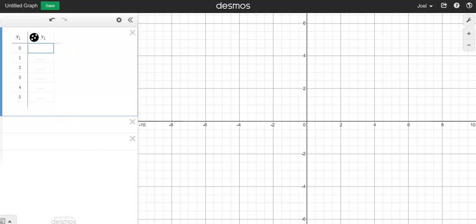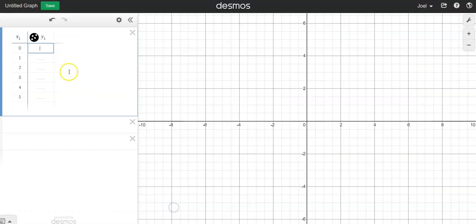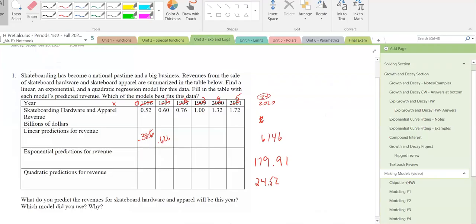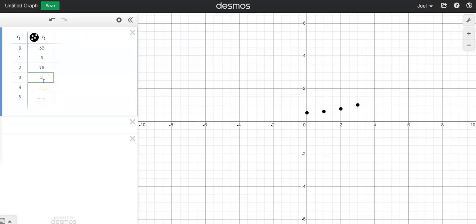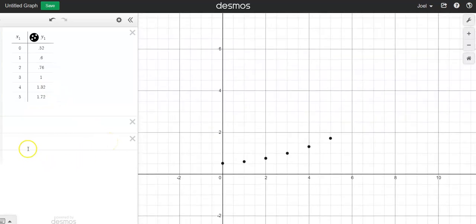And now I have to go back to my chart and remember the numbers, 0.52 and 0.76 and 0.6. So 0.52, 0.6, 0.76. And then 1, 1.32, and 1.72. All right, so I have this, you can see it has the scatter plot drawn for you.